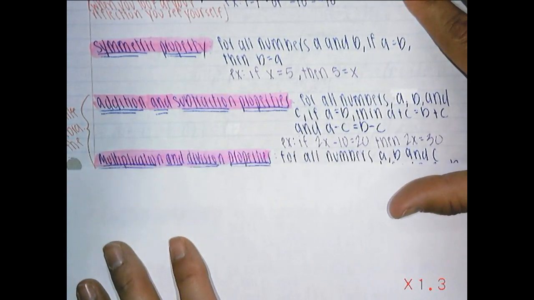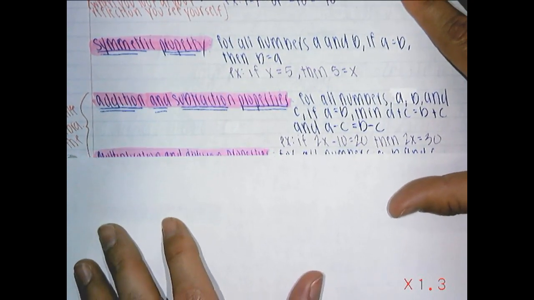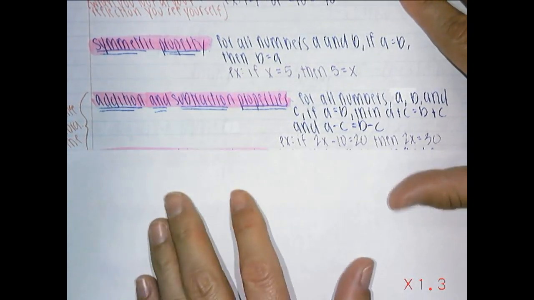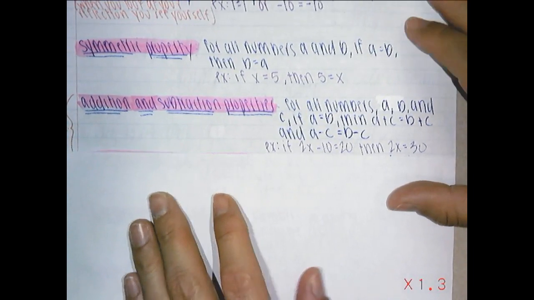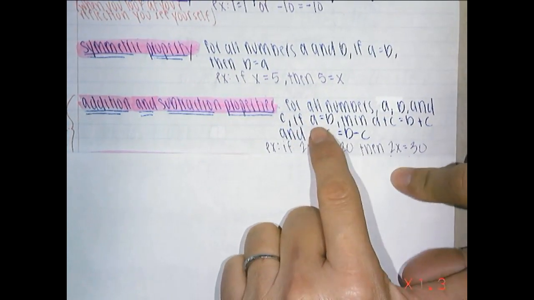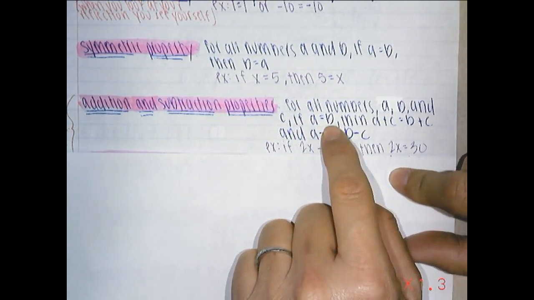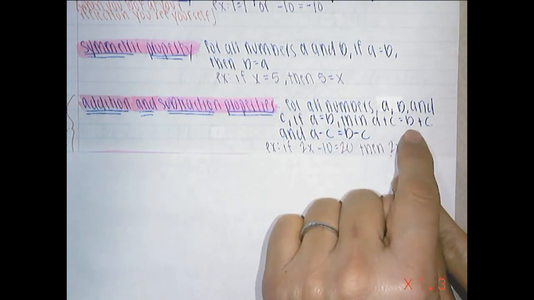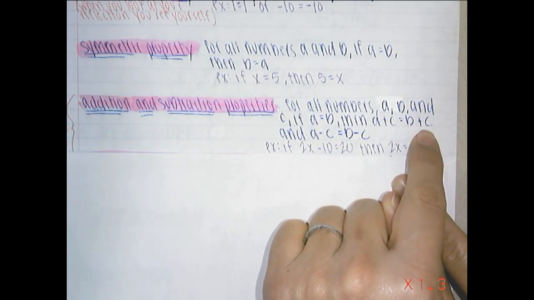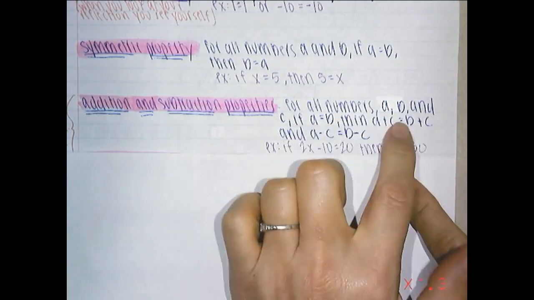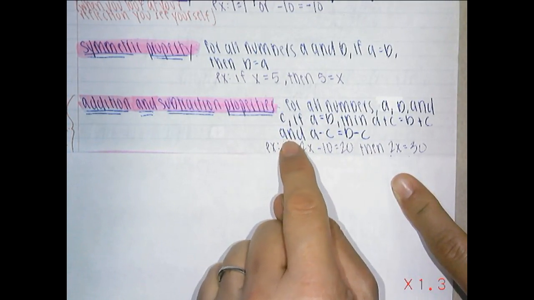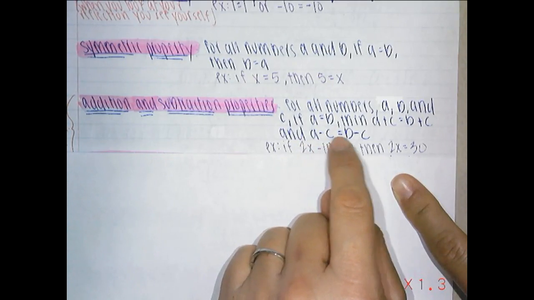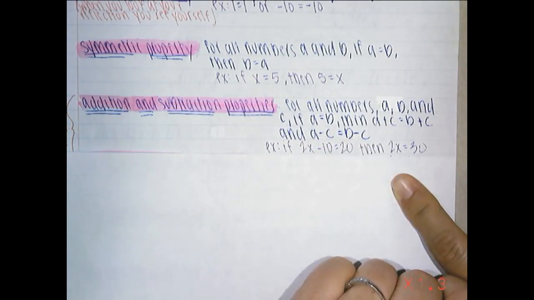All right, and then we're going to talk about addition and subtraction properties of equality. All right, so for all numbers a, b, and c, if a equals b, then a plus c equals b plus c. All right, that's the addition portion. The subtraction portion says that a minus c will equal b minus c as well.